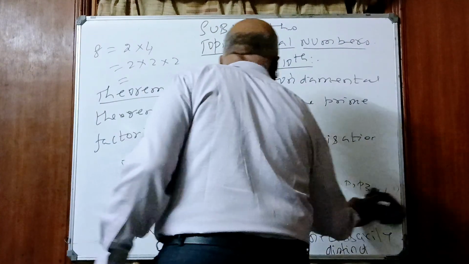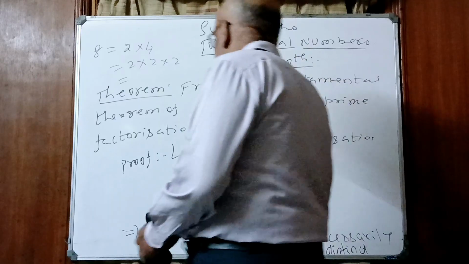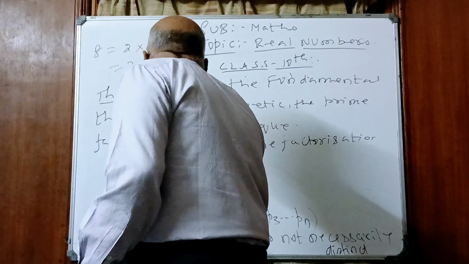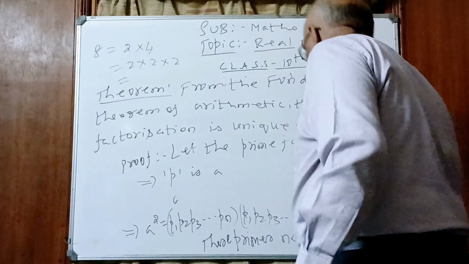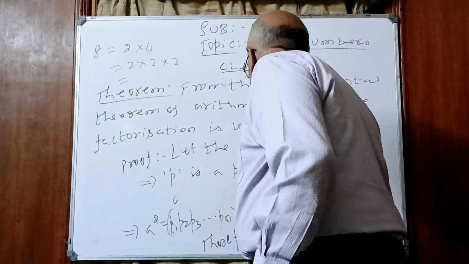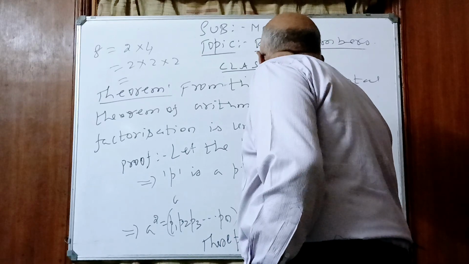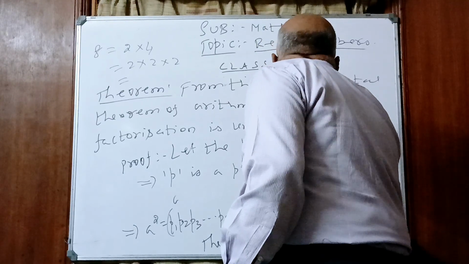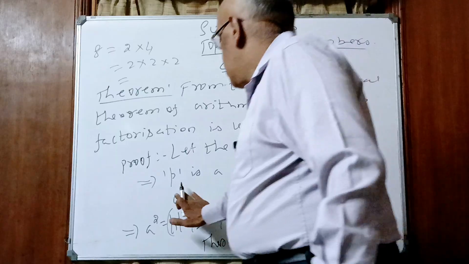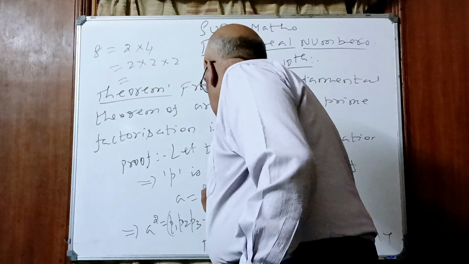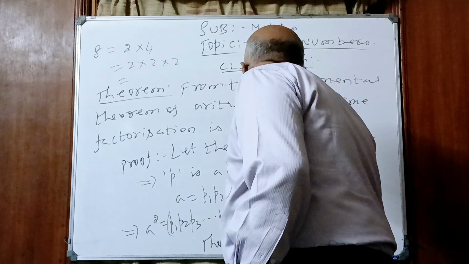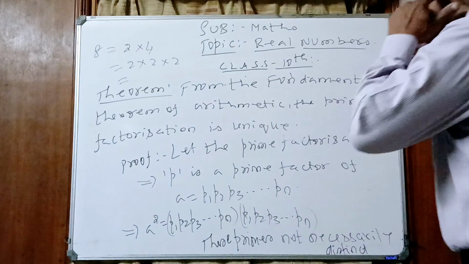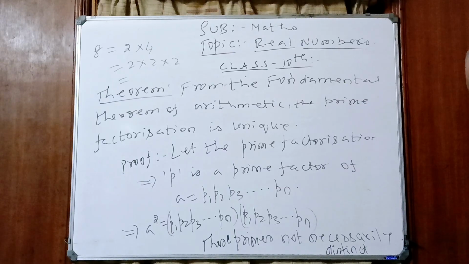What does it imply? Implies that P is a prime factor of A is equal to P1, P2, P3 up to Pn. Yes or no, children? See, again and again we are studying the same thing. Yes or no?